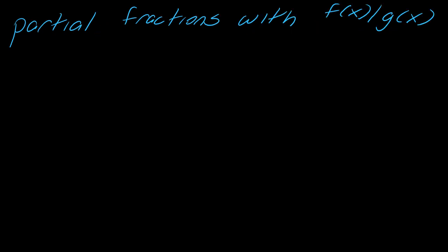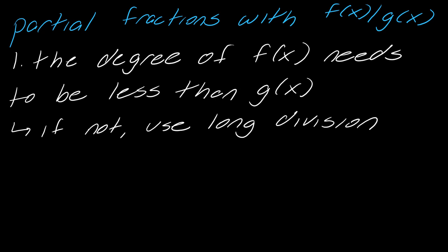So let's talk about some ground rules of partial fractions. If you have something in the form f of x over g of x, first of all, the degree of the top, f of x, needs to be less than the degree of g of x. If it's not, then you need to use long division. So we'll be checking for this, and if the degree is either equal or greater, then we'll have to use division, and we'll review how to do division when we get there.